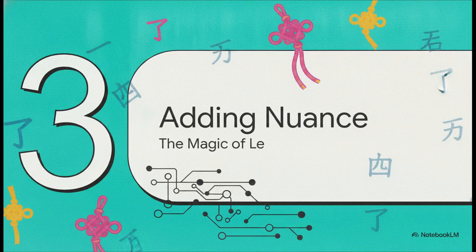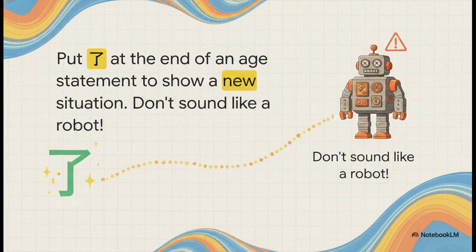Okay, let's jump to Section 3, adding nuance, the magic of le. This is that tiny bit of grammar magic that separates beginners from folks who sound like true native speakers. So you've probably noticed this character le just hanging out at the very end of our age questions and answers. Like, nǐ jǐ suì le, what is it actually doing? Well, in this specific context, le indicates a change of state or a new situation.